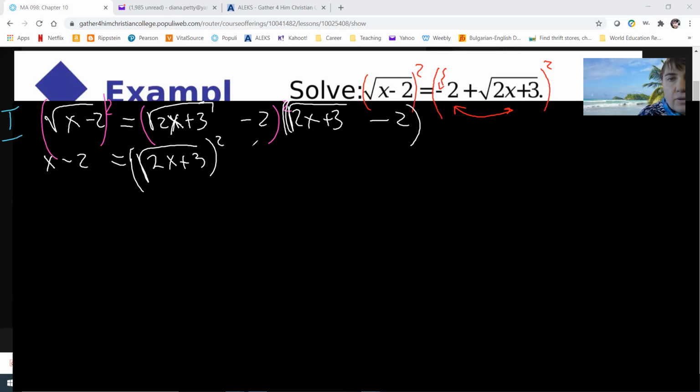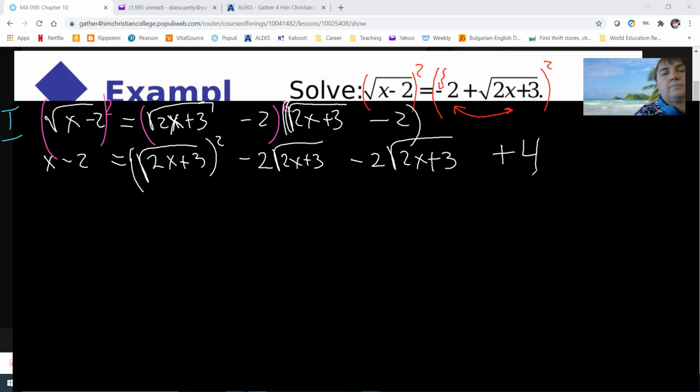So minus 2 times the square root of 2x plus 3. Then minus 2 times the square root of 2x plus 3, plus 4. This is all which comes out after you FOIL it. I'll give you some time to think about it. You just multiply by each other. Here you multiply this by this, and then this by that, and then this by this, and this by this.